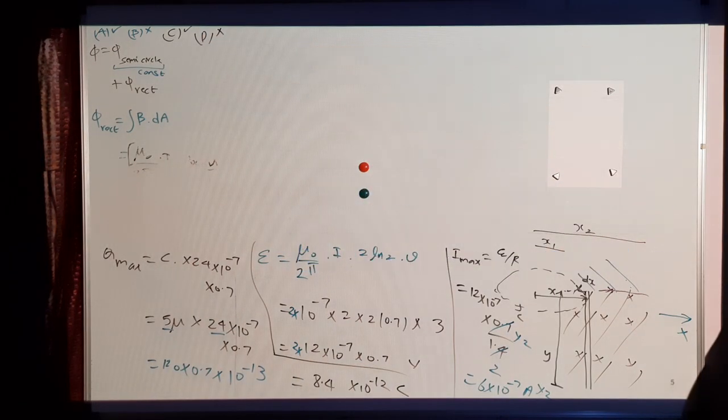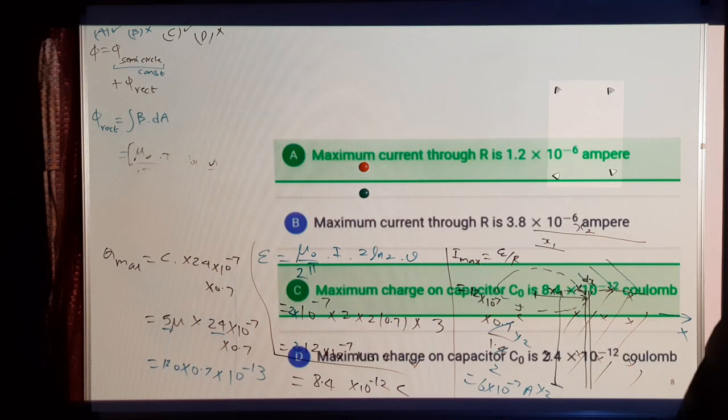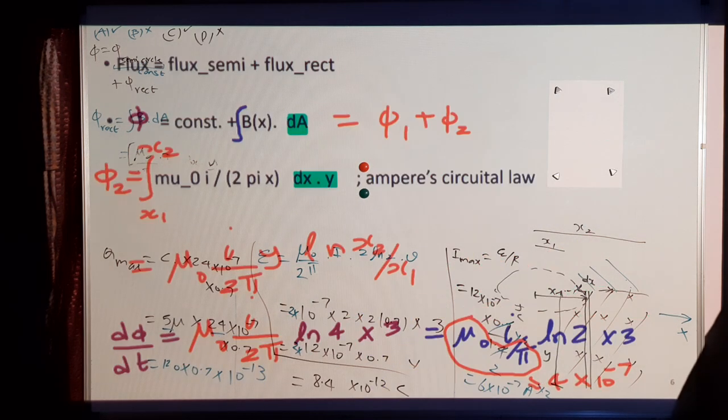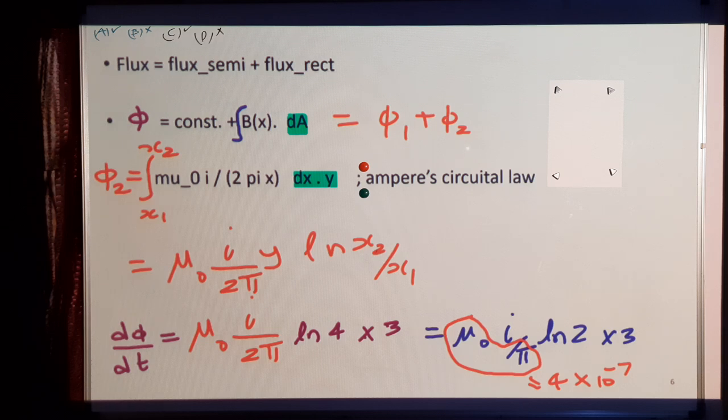Correct statements are A and C. A and C are the correct statements. This one I explained here. The flux in this closed path where the current is flowing is flux through the semicircular region plus the rectangular region.